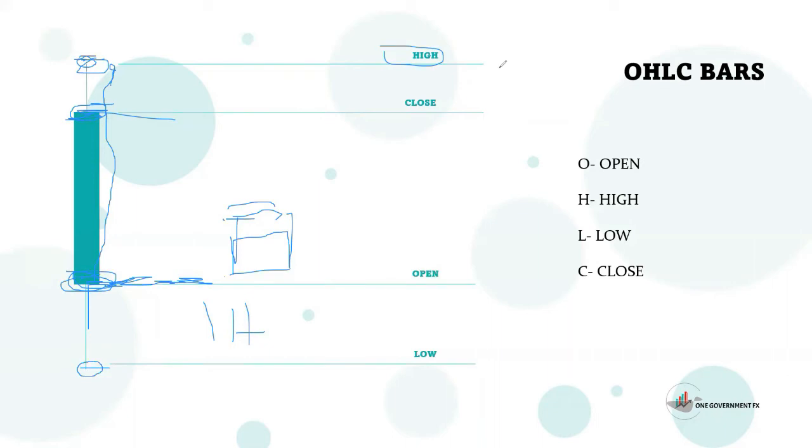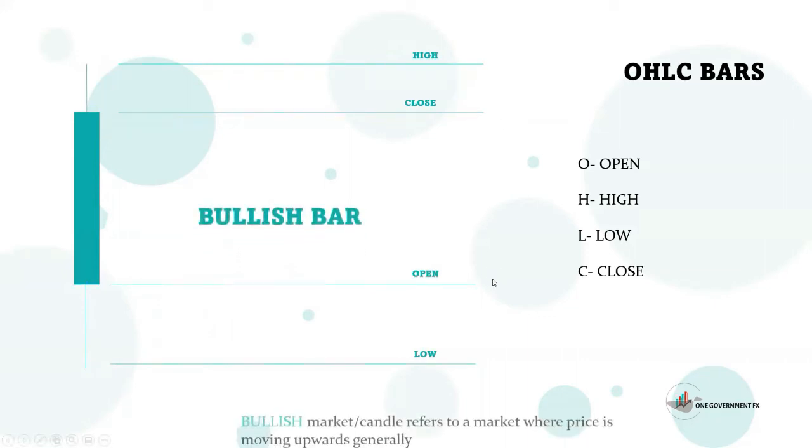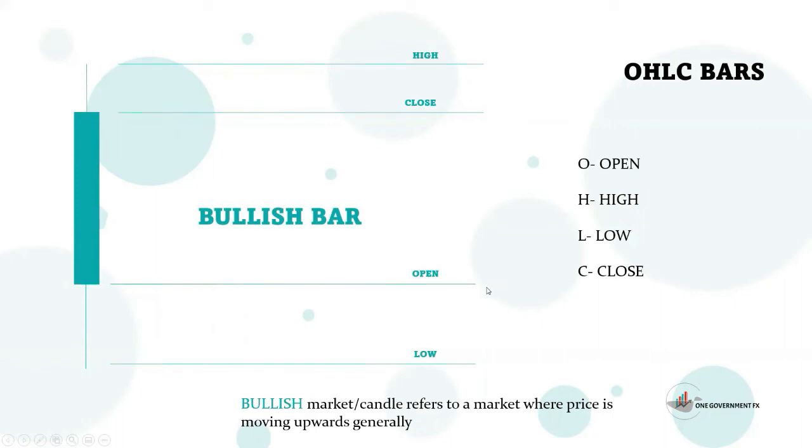So we also have, so this is also called a bullish bar. A bullish market or a bullish candle or a bullish bar refers to markets where the price is moving upwards. What this means is that the price started lower and then it ended at a much higher point. It started here, went up, and ended somewhere here. So that's why we call it a bullish bar.